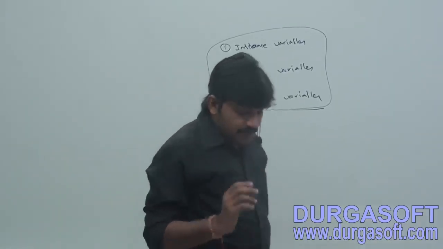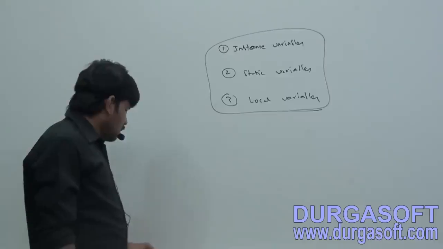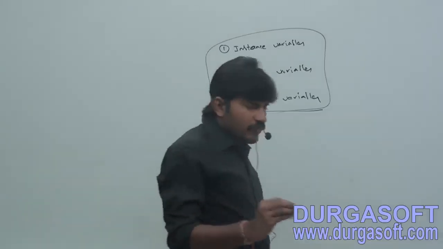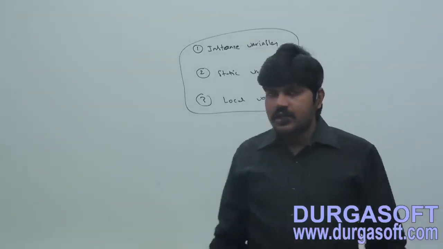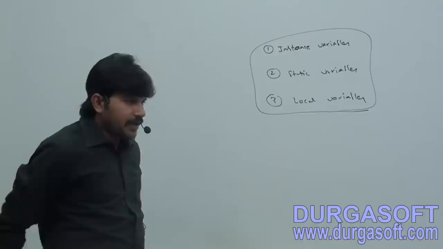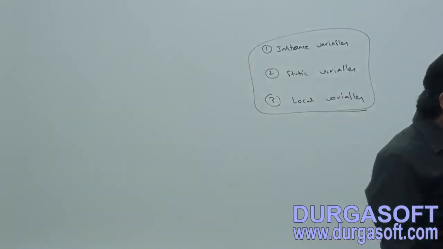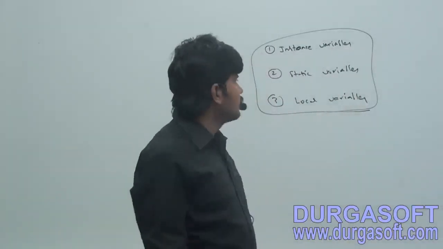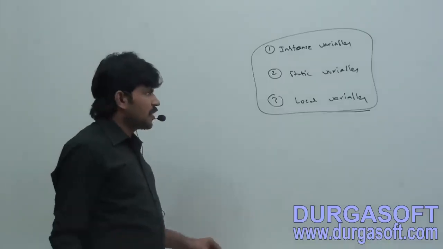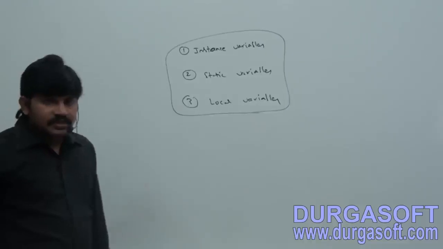Based on the position of declaration and behavior, all variables are divided into three types: instance variables, static variables, and local variables. Now keep the subheading: instance variables.